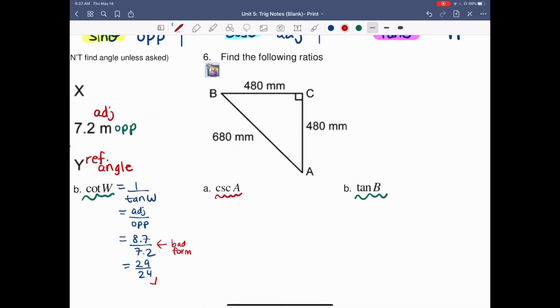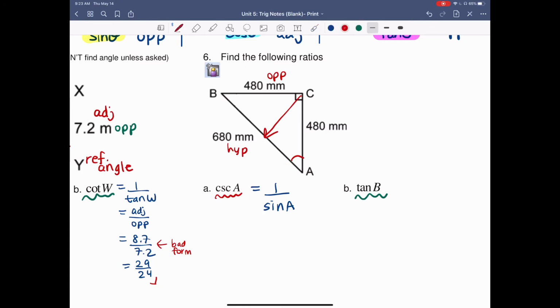For question 6, it says find the following ratio. So you're looking for cosecant A, and that is equal to 1 over sine A. I'm going to label my diagram with this red pen, and that's my reference angle. The longest side is always going to be across from the 90 degrees, so that is the hypotenuse. Meanwhile, this is going to be the opposite side to the reference angle of A.